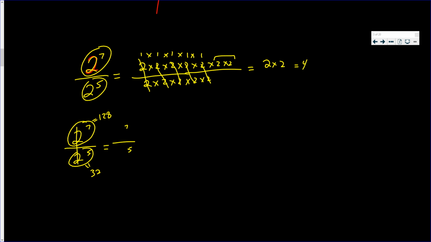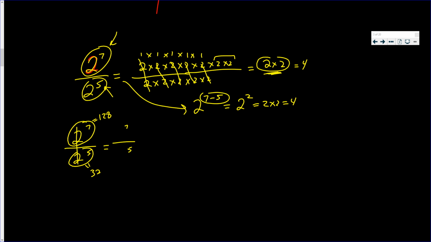But why were there 2 2's left over? And the answer, I hope, is obvious, because that power is 2 more than that power. It's 2 to the 7 minus 5, which is 2 squared, which equals 2 times 2, or 4. You can just subtract the powers.